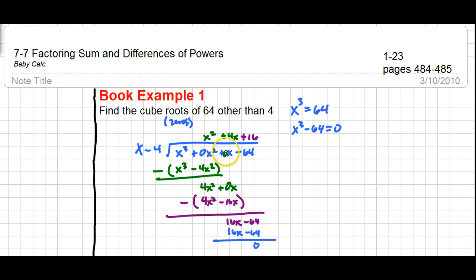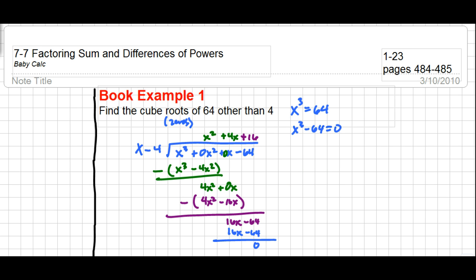And I apologize, there was a 0x squared and a 0x here that got omitted. So when you are finished with your long division, you're going to get x squared plus 4x plus 16. So our other two zeros are embedded inside here. We should try to factor that in order to find those other two factors, or the other two roots. So we're looking for factors of 16 that add up to 4, and unfortunately there are none.